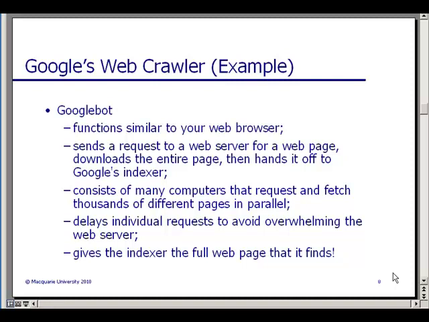So Googlebot consists of many computers that request and fetch thousands of different pages in parallel. And Googlebot has built in some delays for individual requests to avoid overwhelming web servers. Okay, so it retrieves these web pages and gives these web pages to the indexer, and the indexer then has to extract the relevant words.